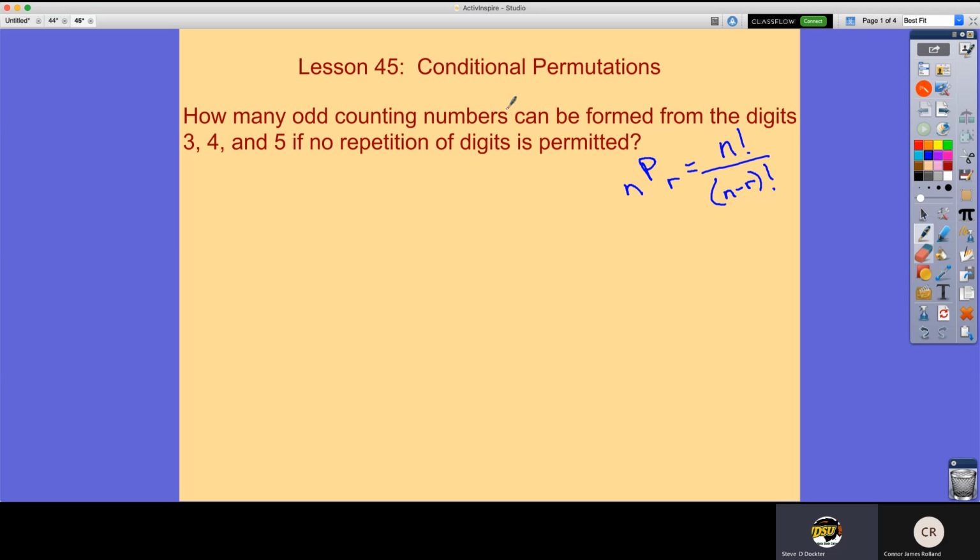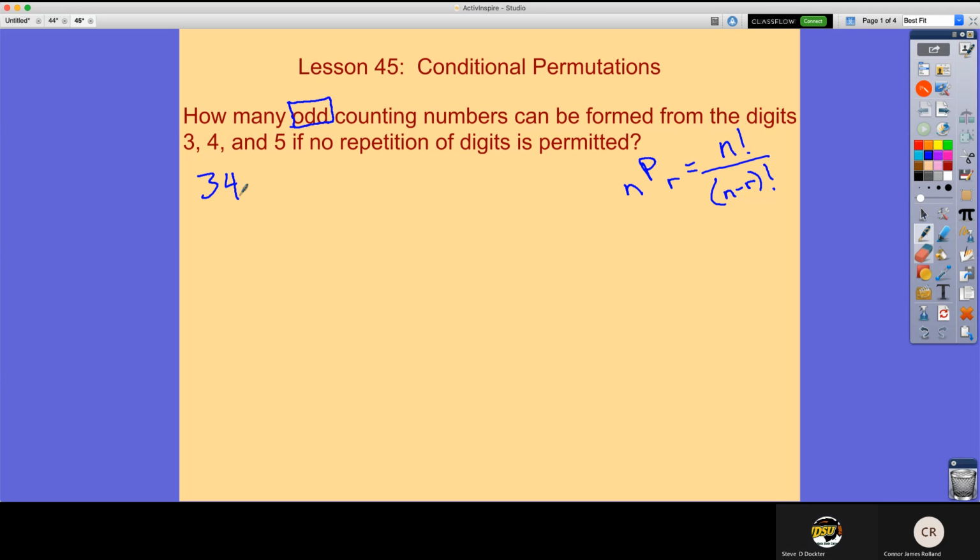How many odd counting numbers can be formed from the digits 3, 4, and 5 if no repetition of digits is permitted? All right, now this word right here is the most important word in this entire problem. It's got to be odd, meaning the last number has to be an odd, right? So, for example, give me a number using those 3 digits that would work for this.